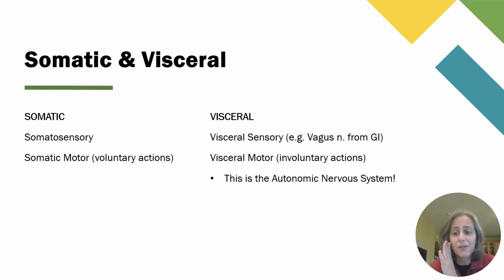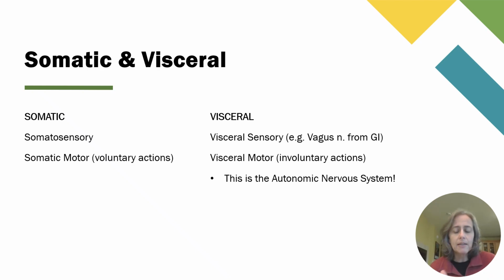Remember, the vagus nerve also does sensory input from the chemoreceptors from your aortic bodies, just a little reminder. And then we have visceral motor, and these are involuntary actions. So somatic motor is things that you do with your skeletal muscles, the things that move your body. Visceral motor, this is stuff in your guts, right? So the peristalsis of food through your intestinal tract, the squirting of saliva out of your salivary glands. This is the autonomic nervous system.